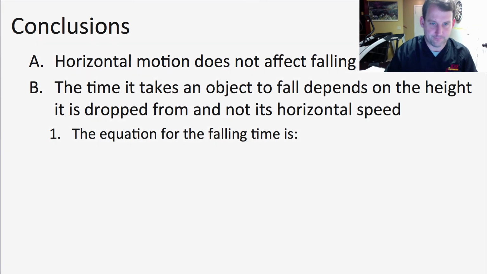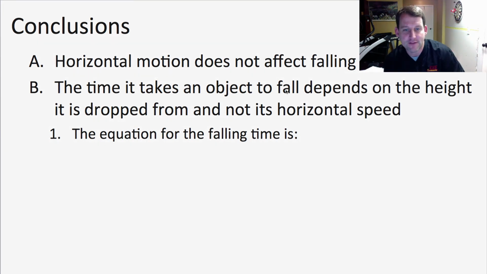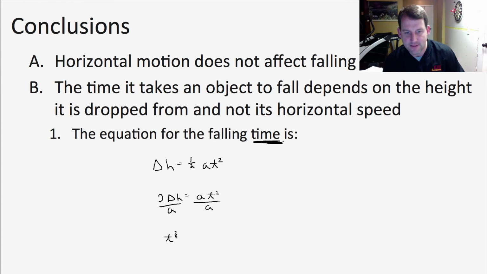And remember, our equation for how far something falls is delta H is equal to 1/2 A T squared. And if what we care about is time here, we can easily convert this equation to time. Multiply both sides by 2, so we get 2 times the change in height that we're looking for is equal to acceleration times time squared. We divide both sides by acceleration. We end up with time squared is equal to 2 times the change in height divided by acceleration. If you take the square root of both sides, you get that the time is equal to the square root of 2 times the change in height over the acceleration.